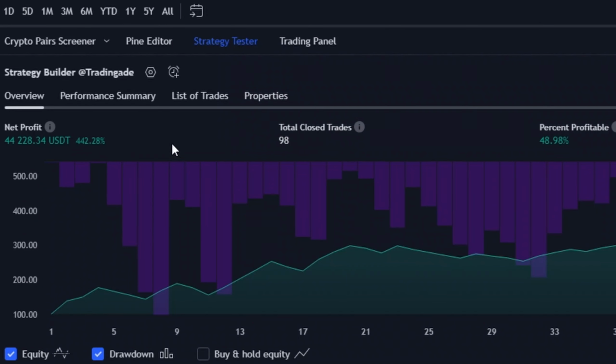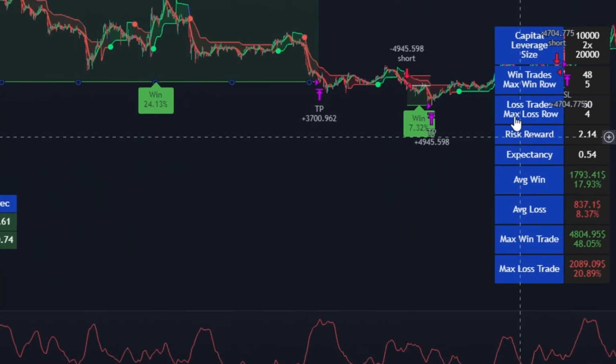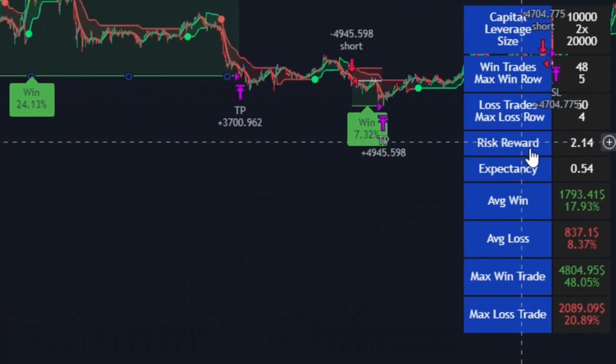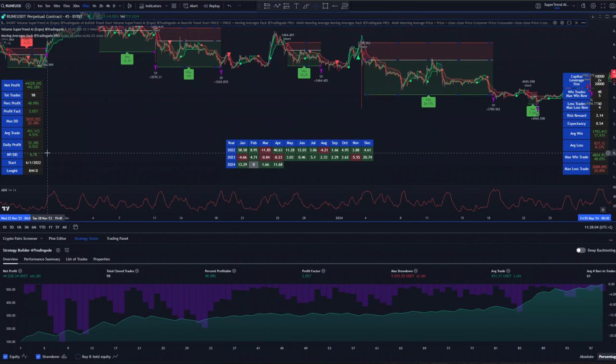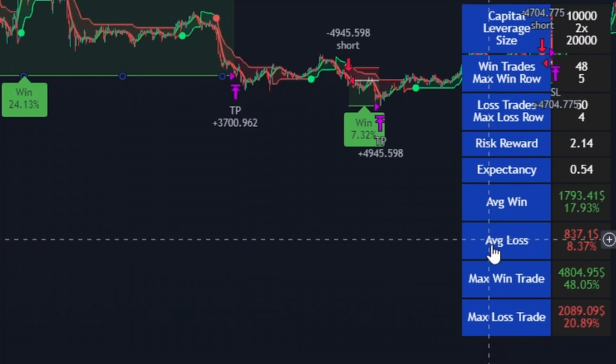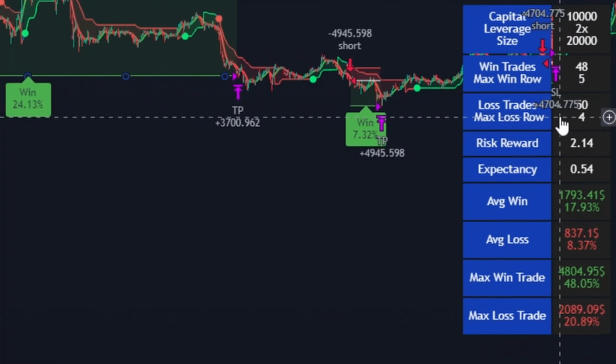442% net profit, we have 98 total closed trades, 49% win rate, profit factor 2.05, 22.38% max drawdown, and 2.26% average trade. We have a risk reward of 2.14, expectancy 0.54, which is absolutely great. Net profit to drawdown is amazing, 8.78, which is an absolutely high value, and we are backtesting about 3 years of charts. Average win 17.93% and average loss 8.37%. Max win row 5, max loss row 4.